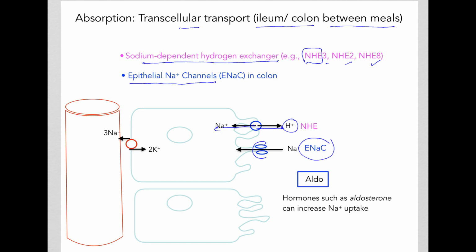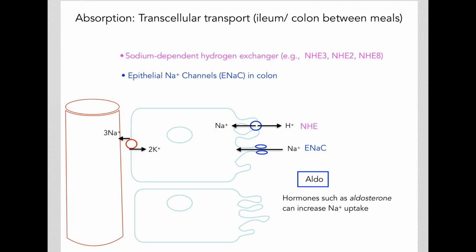So these are simple sodium channels that allow sodium from a high concentration to enter into the cell where the sodium concentration is very low due to these sodium-potassium pumps. It has been observed that hormones such as aldosterone can help increase this sodium uptake through the NHE as well as ENaC that happens between meals, especially in the ileum as well as the colon.